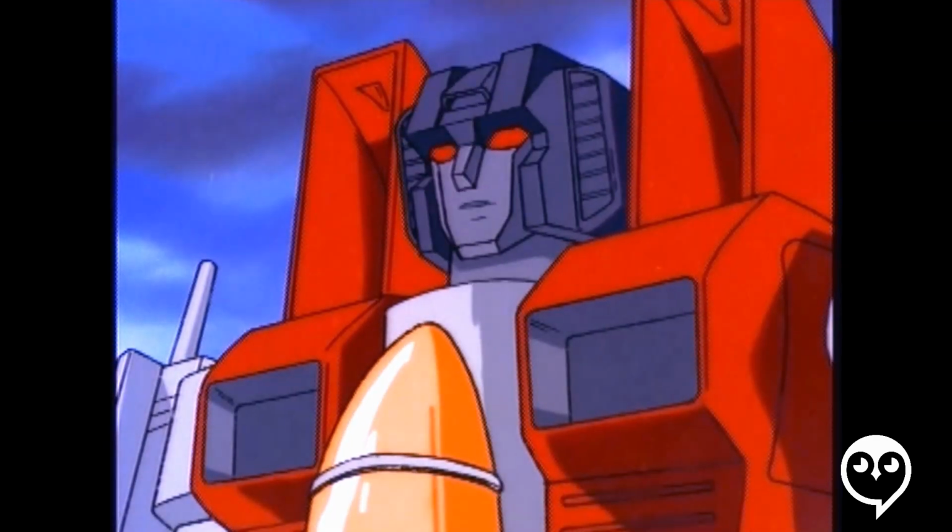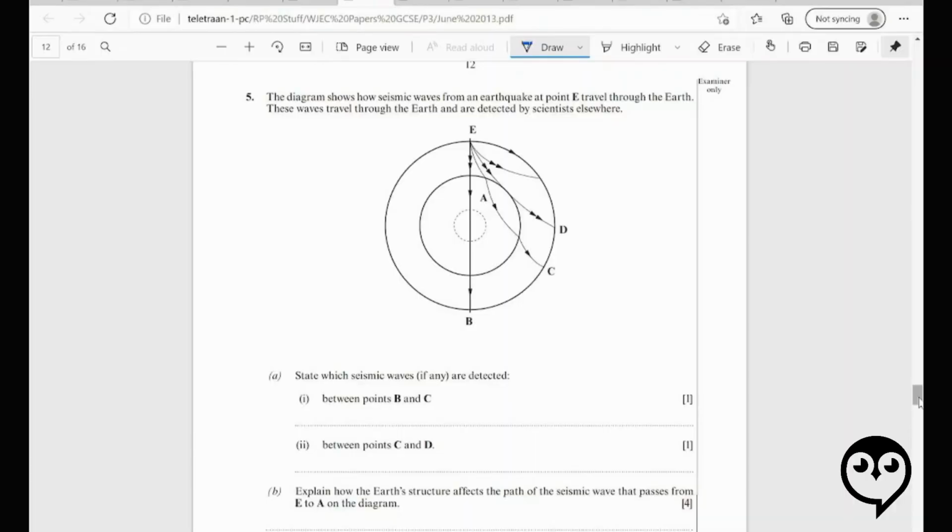I'm impressed. So they're asking, so we got an earthquake at E, and we've got some waves which will be traveling along. What waves will be detected between B and C and between C and D?